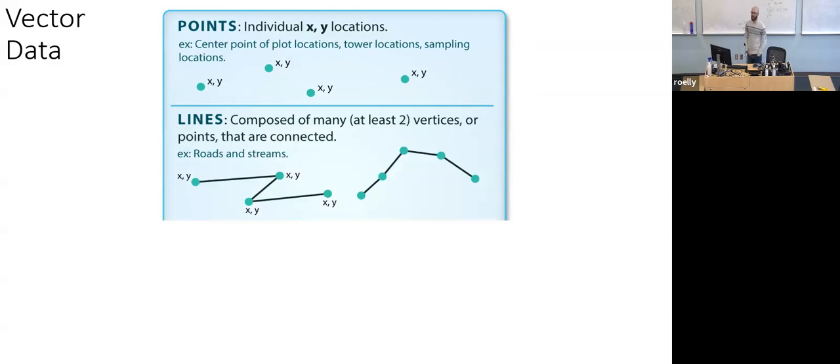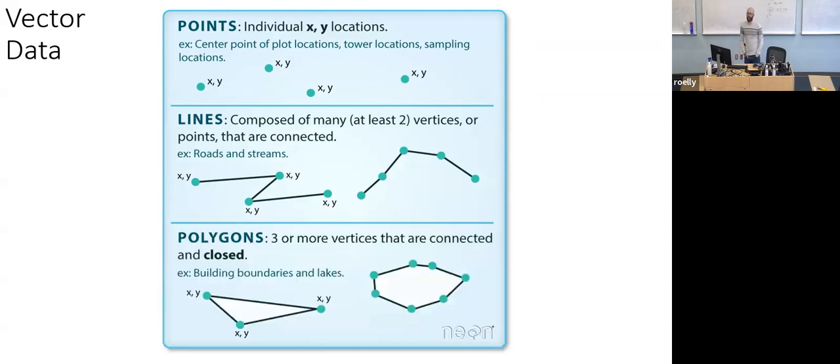Lines are multiple points that are connected. And this is typically roads or streams. This can also be migration patterns. This can be anything that's not closed, because if it's connected back around, then we would have that as a polygon. So that's 3 or more points that are connected. This can be the outline of a country, states, buildings, or an area of interest that you are looking at. That would, for example, be a polygon.